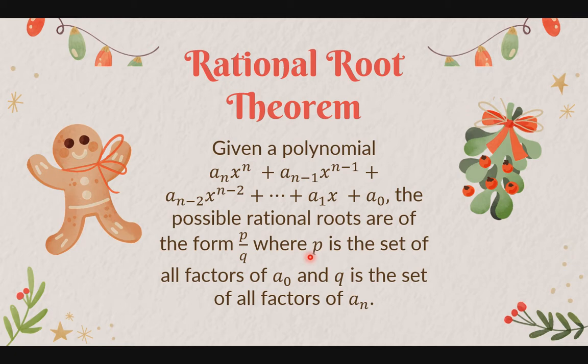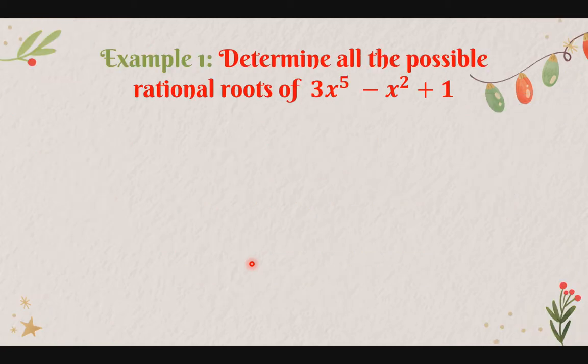So, saan natin makikita si p? Ang p natin ay makikita natin dito. Ang p is factor or set ng factors ng ating constant term, while q is the set of all factors of a sub n. So, para mahanap natin yung listahan or yung mga possible roots ng ating polynomial, ang gagawin po natin is to rewrite it in this form, yung mga factors ng ating p and q in p over q form. Para mas maintindihan natin, let's have an example.